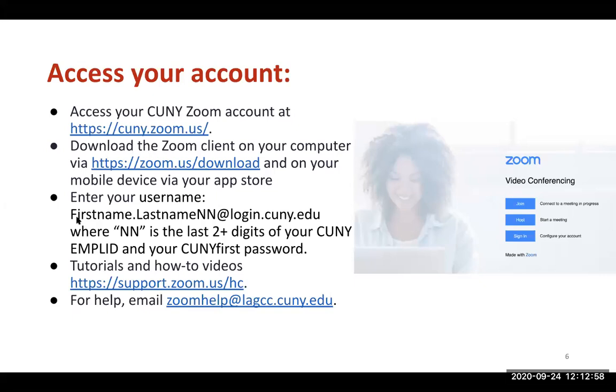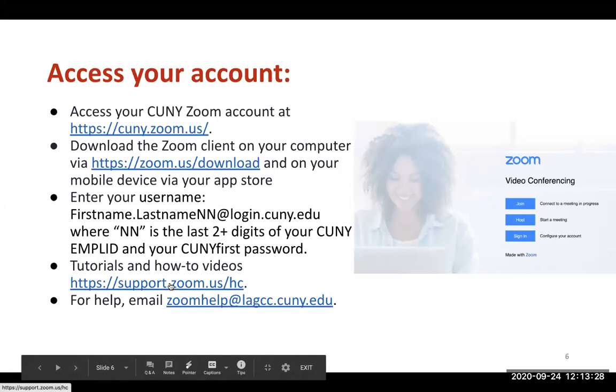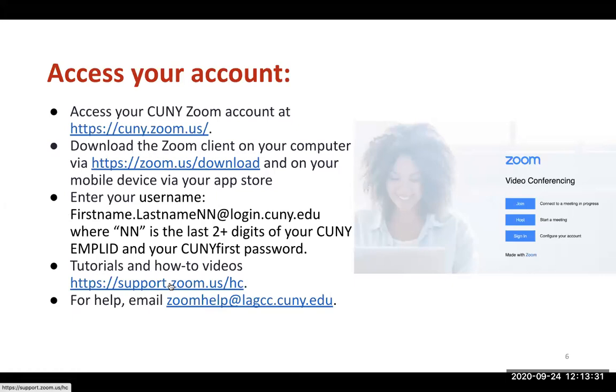It's your first name, dot, the last name, and then the 2 digits, which are the last 2 digits of your CUNY EMPL ID at login.cuny.edu. This is important because we've seen lots of faculty who report having an issue because they're trying to access it with their Outlook email addresses. Every user should use these login credentials, and this is also the same for students. And this is the URL for accessing tutorials as well, in case you need any particular help there. But again, on the Zoom account, you will go ahead and log in.